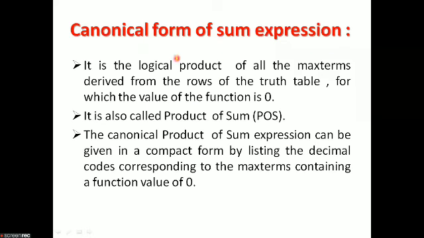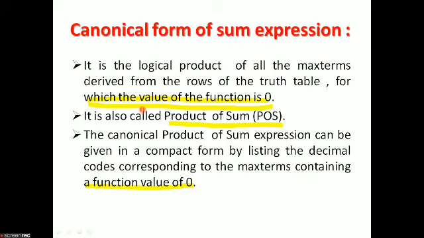Next is the canonical form of the product of sum expression. It is the logical product of all the max terms derived from the rows of the truth table for which the value of the function is 0. This is a very important line: for which the value of the function is 0. It is also called the product of sum, that is POS. The canonical product of sum expression can be given in a compact form by listing the decimal codes corresponding to the max terms containing a function value of 0. The highlighted portions are very important in this slide.